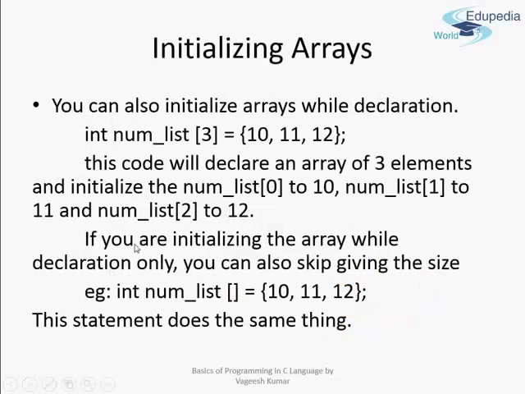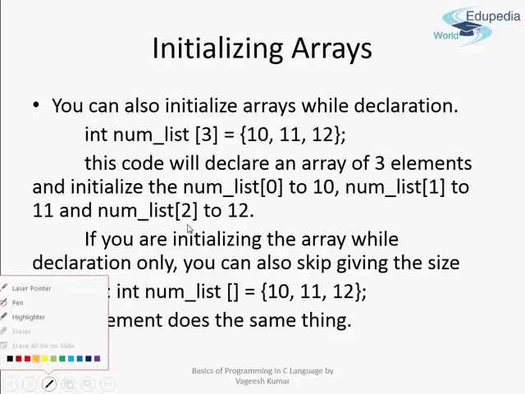Coming to the next slide, you can also initialize arrays while declaring them. As we have just learned how to declare arrays, we can also initialize them. Initialization means we store some default values while defining the array. So all we have to do is int numlist, which is the variable name, with the data type, then the size of the array, which is 3. We have initialized 10, 11 and 12 in it.